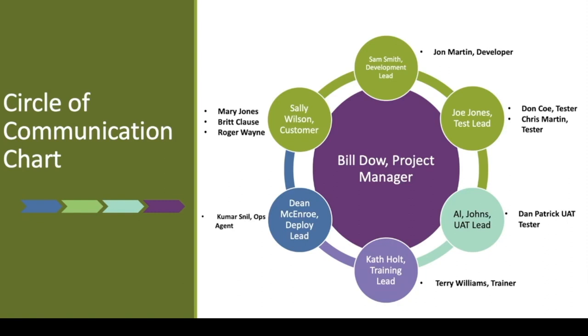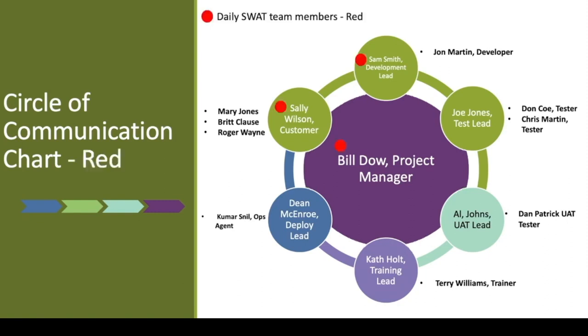But I've got a question. What happens when a project goes to red? Who do you communicate to? Do you have to communicate to everyone? Does everyone have to be involved? Well, let's take the circle of communication and put a red condition on it. Now we have a SWAT team. So when this project goes to red, this is a development project, we've got to pull these people together.